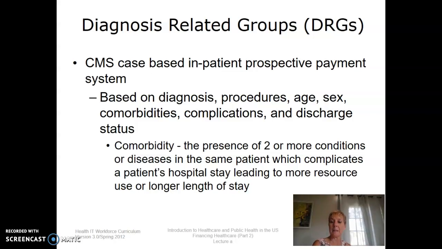A complication is something that occurs while you're in the hospital to complicate your stay. So let's say someone comes in and they have pneumonia. They're being treated for pneumonia. They try to get themselves out of bed. They fall and sprain their wrist. That wrist is a complication. And then their status on discharge. DRG sometimes is based on whether they are discharged alive or if they died. So all of those factors determine what's called a diagnosis-related group.